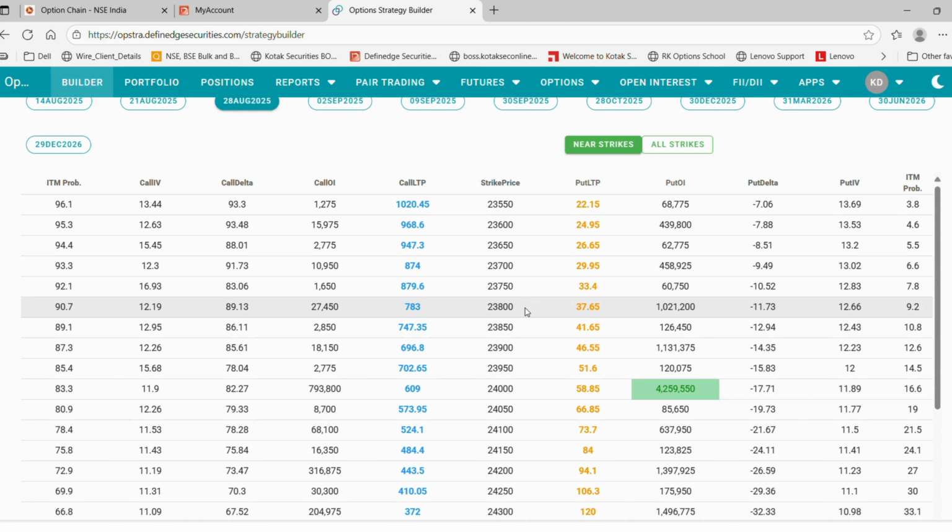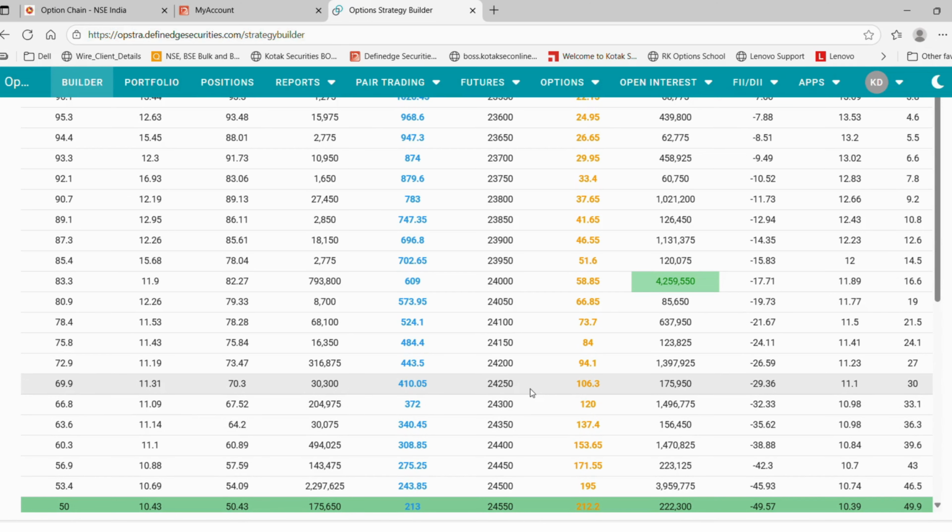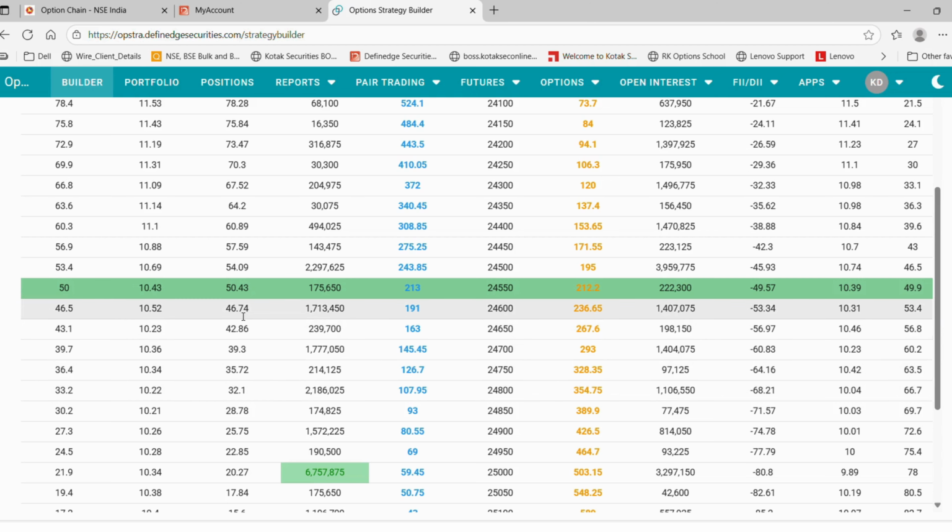Again, the left hand side is for the calls, right hand side is for the puts. Over here, 24,550 is marked in gray, that is your at the money strike price. Below that, there is a bifurcation. On the call side, those above are in the money, and those below are out of the money. And the put side is the reverse: above are all out of the money, and below are all in the money strike prices. So this is how you look at the data on Opstra for the calls and the puts.